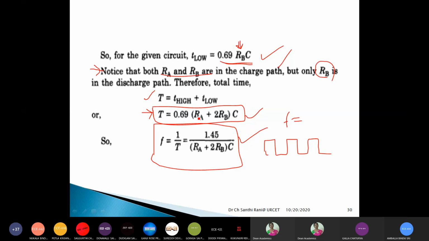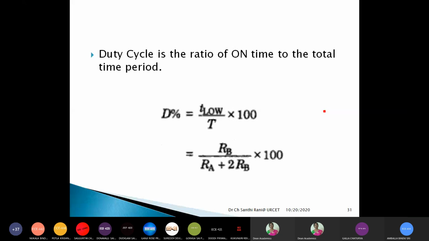So I'm telling you the simplest way. T equal to some constant into RC. If it is monostable, 1.1 into RC. If it is astable, 0.69 into RA plus 2RB into C, because this RB is coming 2 times. During charge path, RB is coming. During discharge path, RB is coming. Therefore, we get 2 times. Okay, so this is what about the frequency of oscillations, that means oscillation frequency or output frequency of the astable multivibrator. This frequency is also called free running frequency, right?